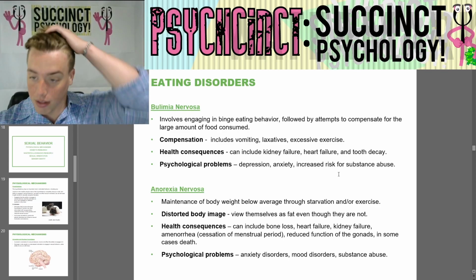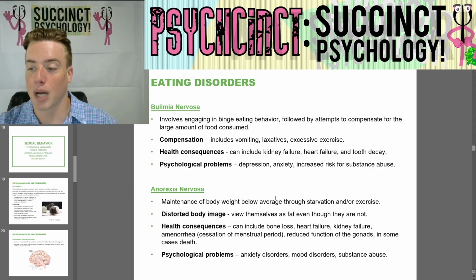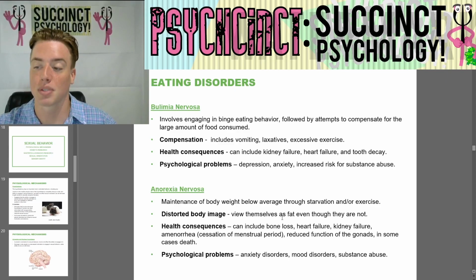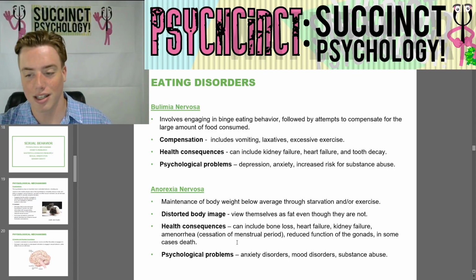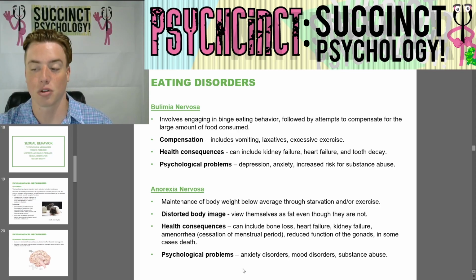Now, anorexia nervosa is the maintenance of body weight below average through starvation and/or exercise. Now, distorted body image is when they view themselves as fat even though they are not, and health consequences can include bone loss, heart failure, kidney failure, amenorrhea, or cessation of the menstrual period, reduced function of the gonads, and in some cases death. Now, psychological problems again include anxiety disorders, mood disorders, and substance abuse.